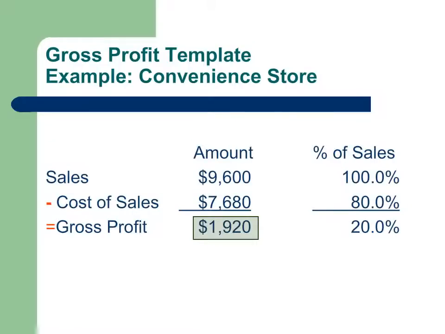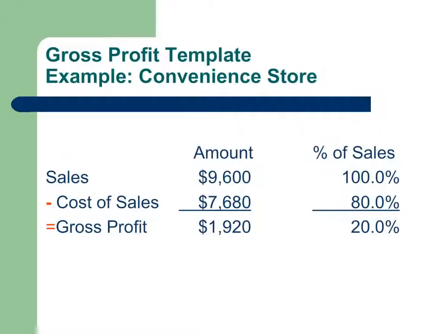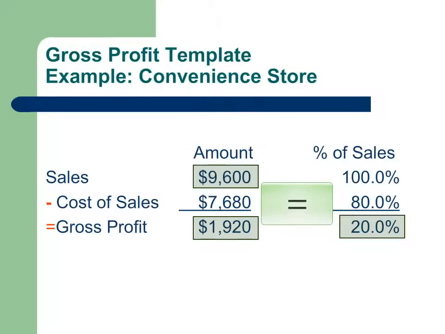Or 1,920 plus 7,680 equals 9,600. Multiplication can be verified by division. 9,600 times 0.8 equals 7,680. Or 7,680 divided by 0.8 equals 9,600. And here's another example. 9,600 times 0.2 or 20% equals 1,920, and 1,920 divided by 0.2 or 20% equals 9,600.